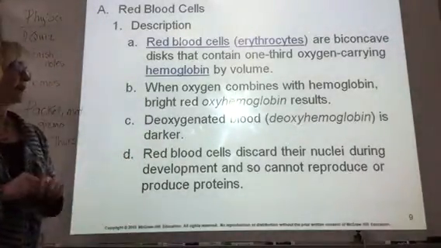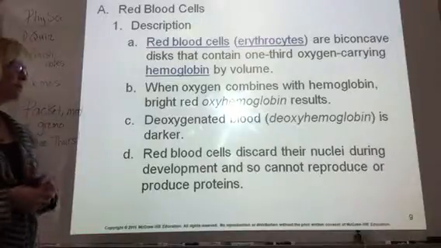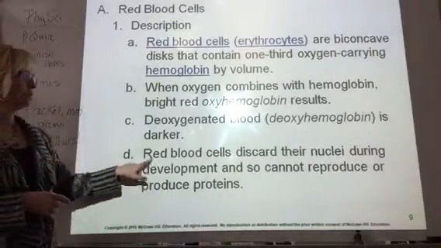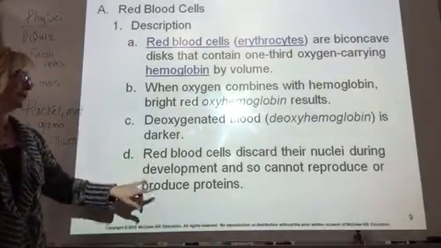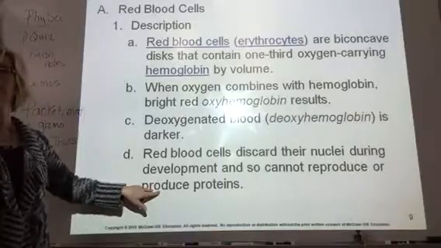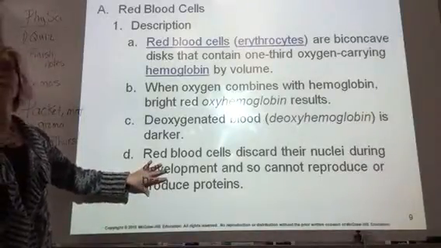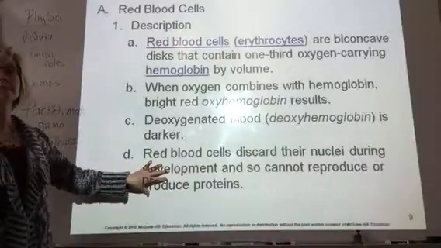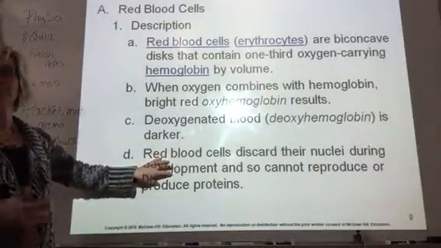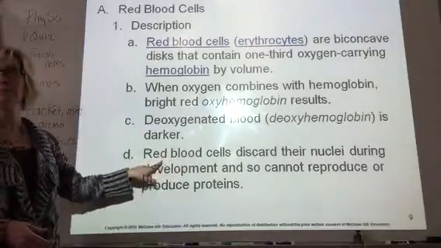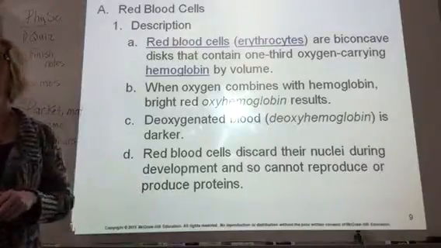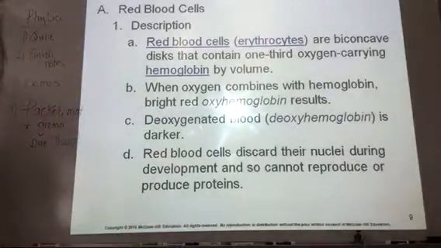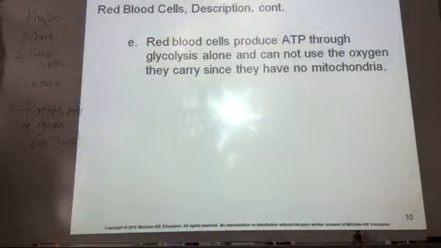Red blood cells outgrow or discard their nuclei during development, so red blood cells do not reproduce. They are non-reproducing cells. They can't produce proteins either because they do not have DNA. So if I want to do a DNA test of somebody, I have to have a blood sample, not just red blood cells. Because if they only looked at the red blood cells, they very likely would not be able to find your DNA because the nucleus has disappeared as it has gotten older.